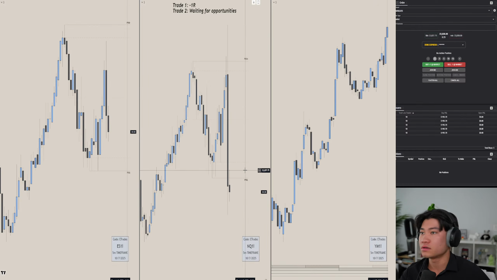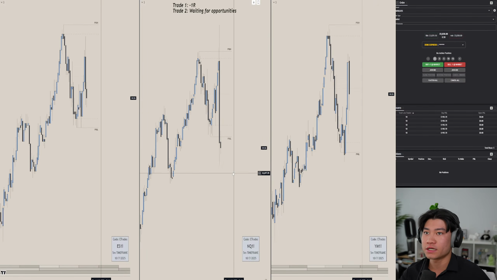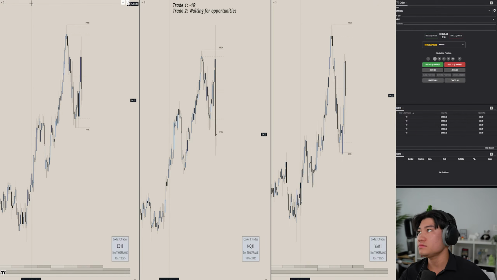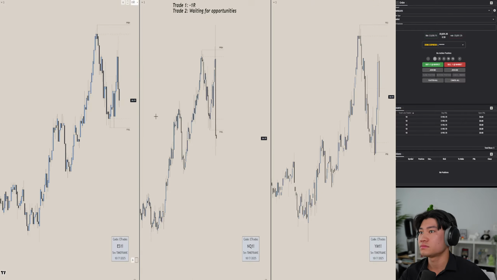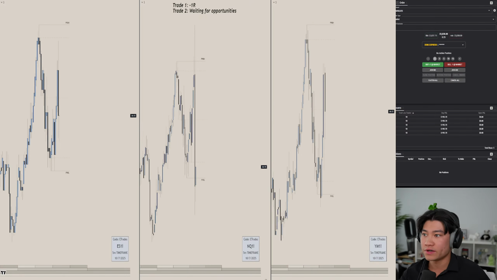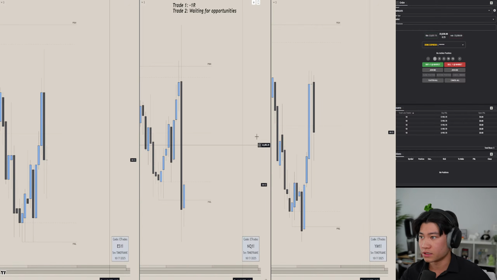Especially with the hidden SMT with previous day high. Yeah, I'm willing to take a stab here. It looks pretty good to me. If I do get stopped out here though, then it is what it is. I'm going to be done for the day.